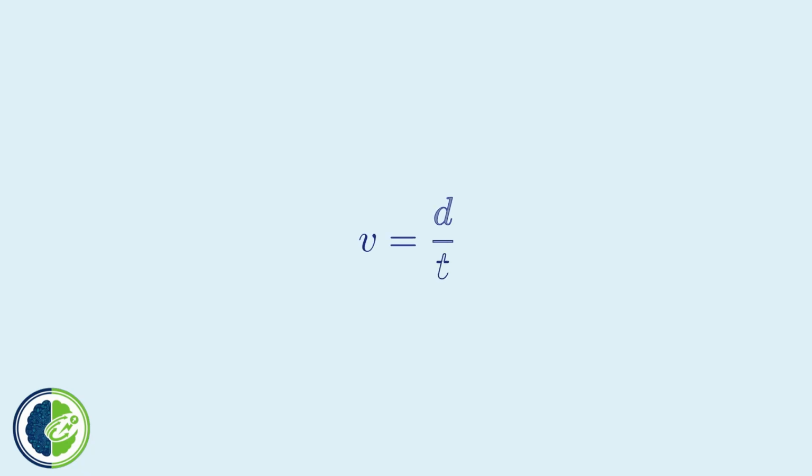The velocity formula is one of the most fundamental equations in physics. Here it is in its mathematical form: v equals d divided by t. We can also write this in words: velocity equals distance divided by time. This simple relationship connects three important physical quantities. Let's break down each variable.